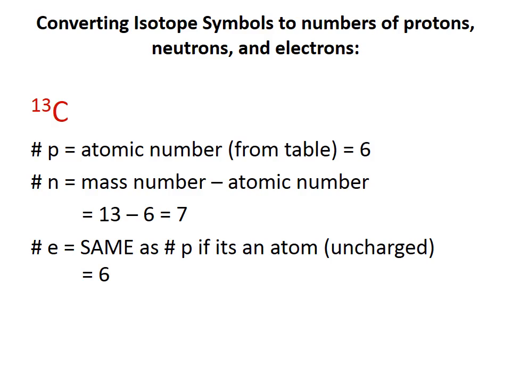Remember, the mass number is the number of protons and neutrons. And the atomic number is the number of protons. So I'm just subtracting off how much of the 13 was due to protons, and what's left has to be due to neutrons. If it is an atom, then the number of electrons has to be the same as the number of protons in order for it to be uncharged. Remember, the protons are positively charged, the electrons are negatively charged. So in this case, it's 6.